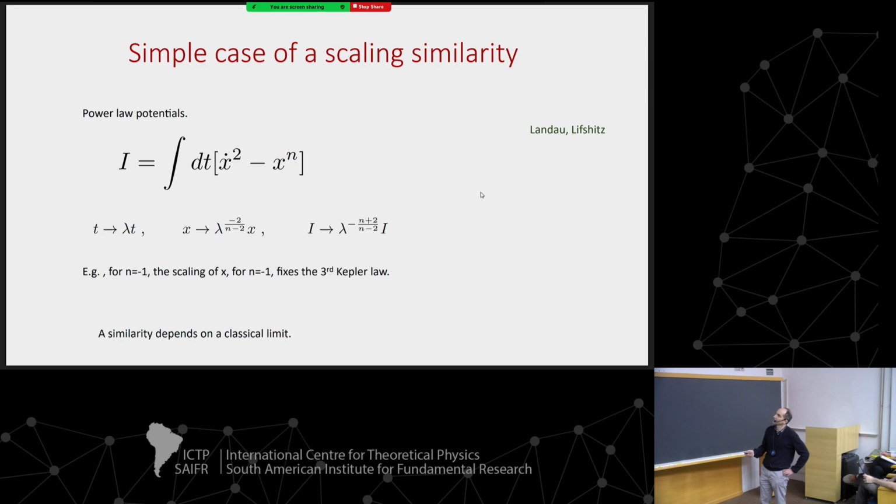Okay, very good. This is common for simple mechanical systems, like let's say when you have two powers, you can always adjust the rescaling of x so that this whole thing gets rescaled by a constant. As a simple application, you can work this out for n equal to minus 1, and then you get the usual Kepler laws, the relationship between the size and the period of the orbit, for example.